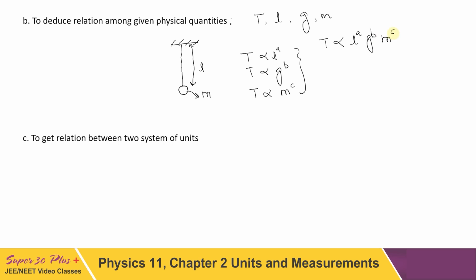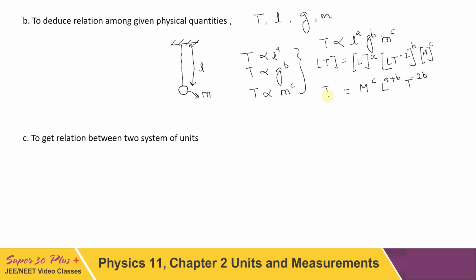Now let us see what this relation could be. Now left hand side is having dimension of T. So the same must be for right hand side. This is length term L to the power a. Next is acceleration due to gravity. It is an acceleration term. So has to be written as LT minus 2 to the power b and M to the power c. Now if we compare, it will be M to the power c, L to the power a plus b and T to the power minus 2b.